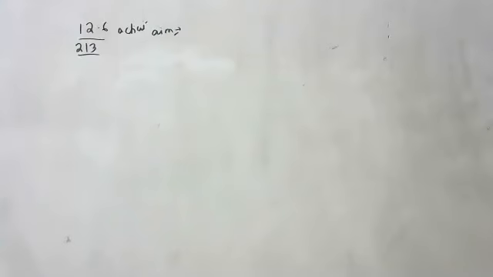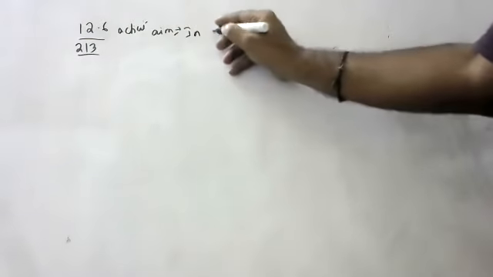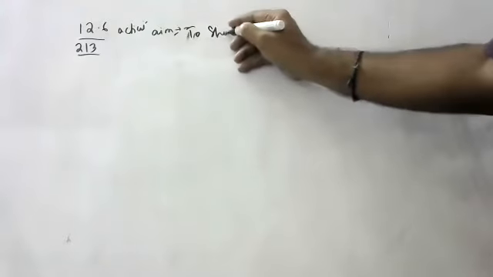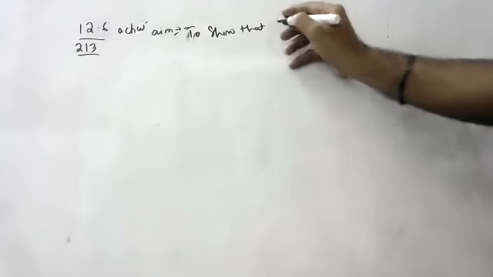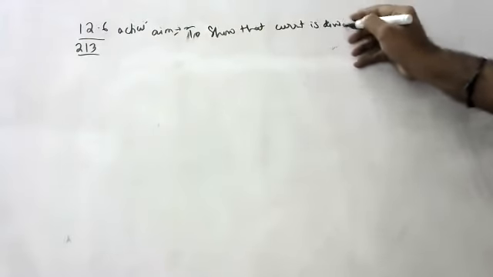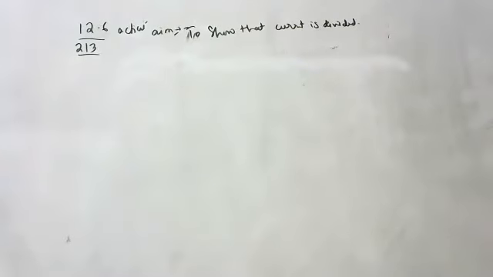We are showing that in parallel connection, current is divided. Okay, children. Here in parallel, please note down what the aim is: to show that current is divided. Here we are showing that the current is divided.